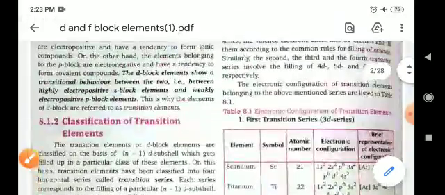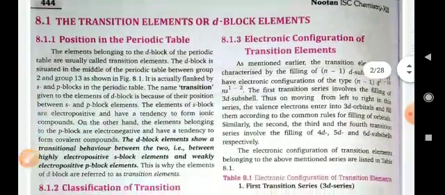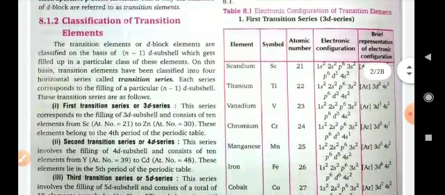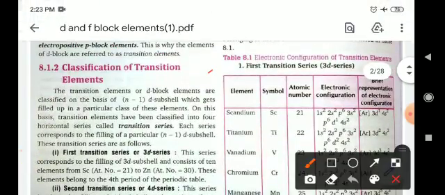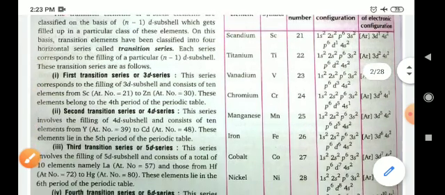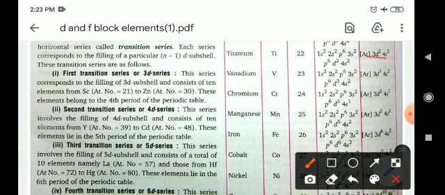Now you can see here the electronic configuration of transition elements. First, the 3D series. Here you can see the electronic configuration of scandium, atomic number 21. The outermost electronic configuration is argon 3d1 4s2, so the D orbital contains only one electron. For titanium, the D orbital has 2 electrons, vanadium 3, and chromium 5, with configuration 4s1 3d5 due to half-filled stability.